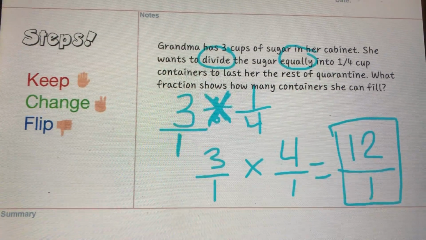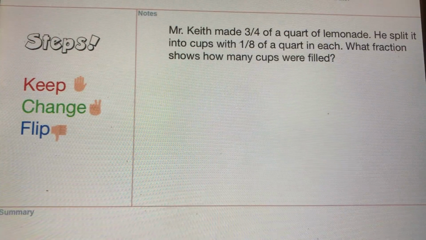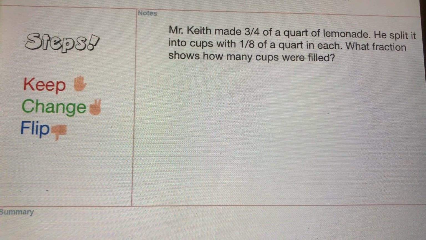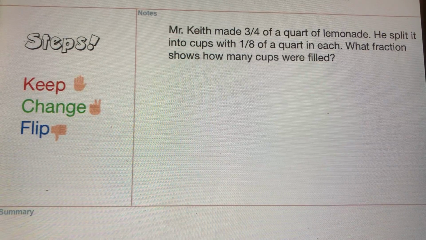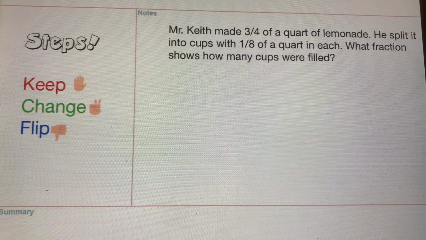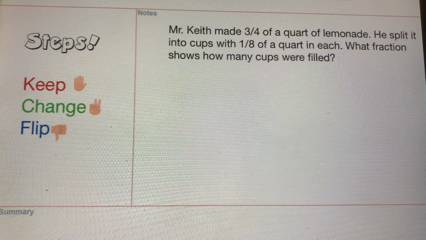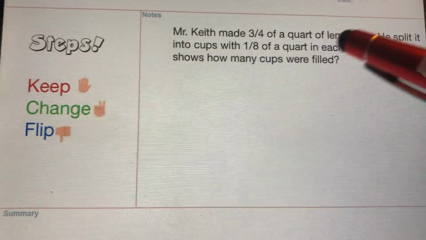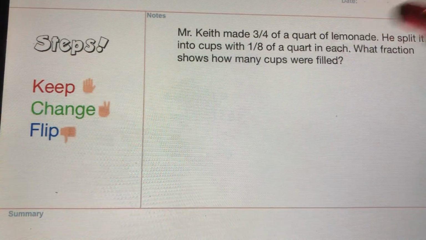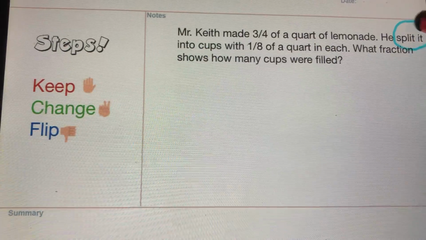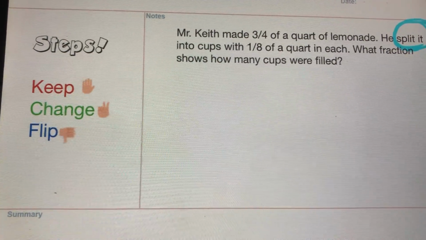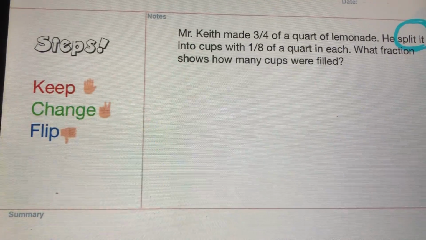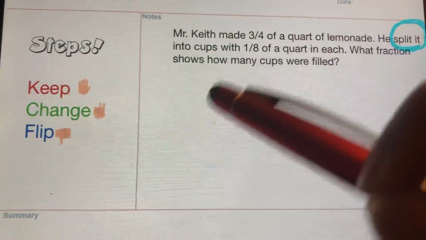Let's move on to the next one. Mr. Keith made 3/4 of a quart of lemonade. He split it into cups with 1/8 of a quart in each. What fraction shows how many cups were filled? We have the keyword "of," but that may not mean multiply. We have split. Anytime you see split, separate, divide, anything like that, that always means to divide. So "split it" means divide.